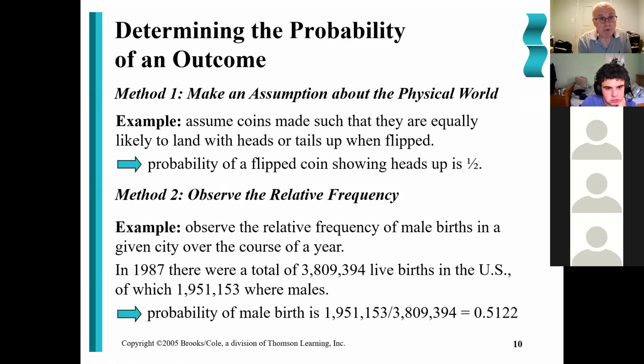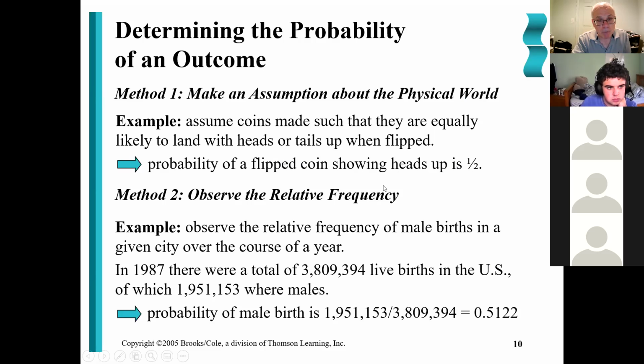So here are ways of determining the probability of an outcome. Sometimes it's making an assumption about the physical world. For example, for flipping a coin, we assume that the coin is a fair coin. So that's why we come up with the probability of getting heads once as 1/2. We're making that assumption about a coin.